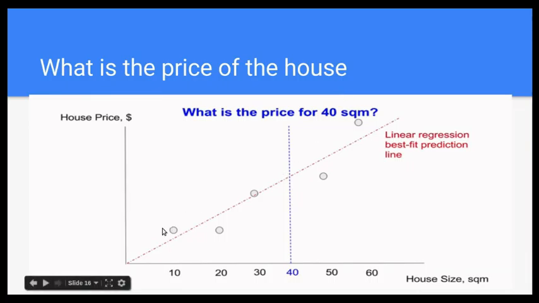Yes, you are right. By just drawing a straight line such that the line is the best fit for all the points. This is nothing but the linear regression best fit prediction line, wherein the particular point on the x-axis intersects with that best fit line, and the corresponding point on the y-axis will be the house price.